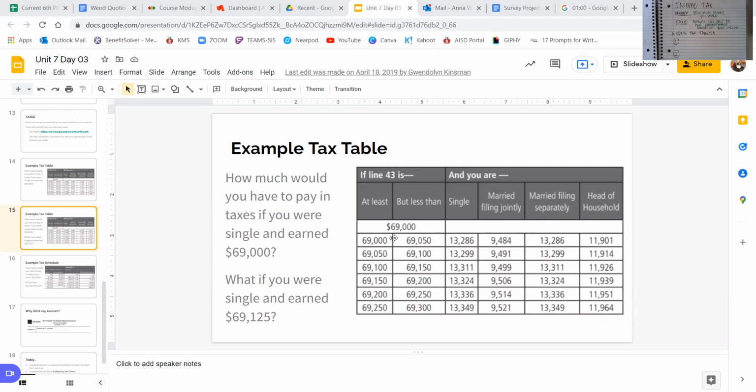So if we're earning at least $69,000, which is right here, and we are single, we can go over to this column. We have to pay $13,286 of our own income to the state. That's kind of a lot of money. This is placed as a very high income tax.